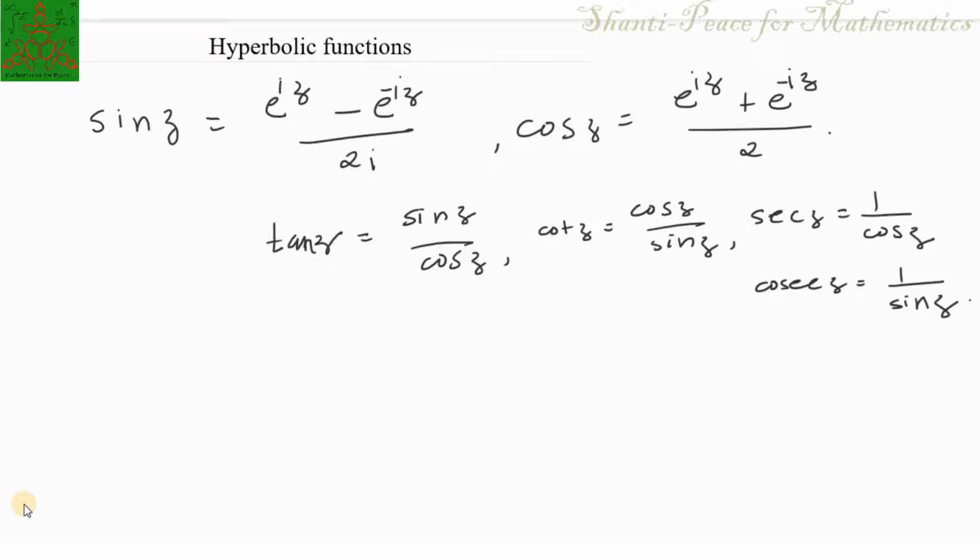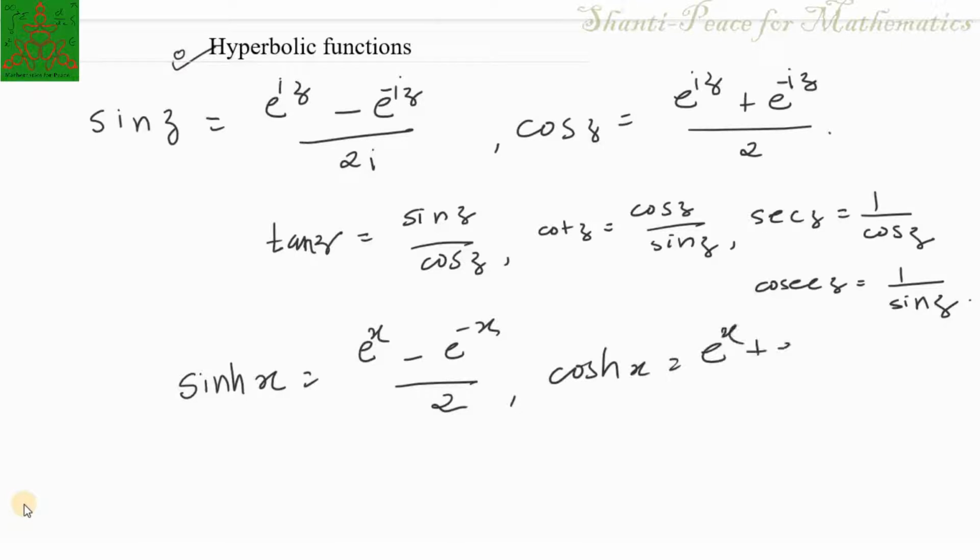Today we will discuss the hyperbolic function in a complex domain. So what is the motivation of a hyperbolic function? The hyperbolic function for a real variable, that is sine hyperbolic of x, you know it is defined as (e power x minus e power minus x) by 2, and cos hyperbolic of x will be defined as (e power x plus e power minus x) by 2.